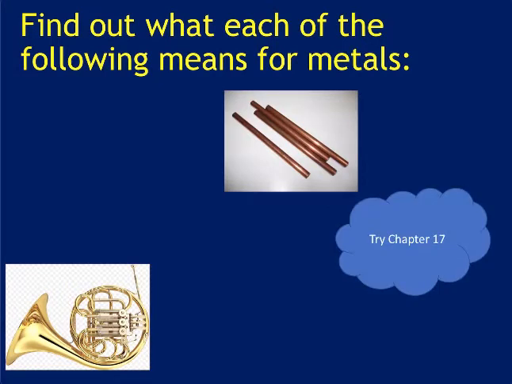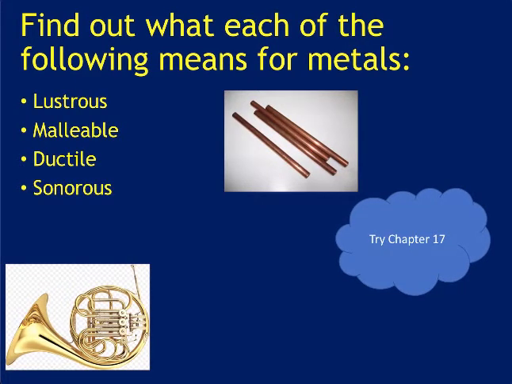You're going to also find out the meaning of these words, and these are in chapter 17. So these are words that are associated with metals. So lustrous, malleable, ductile, and sonorous.